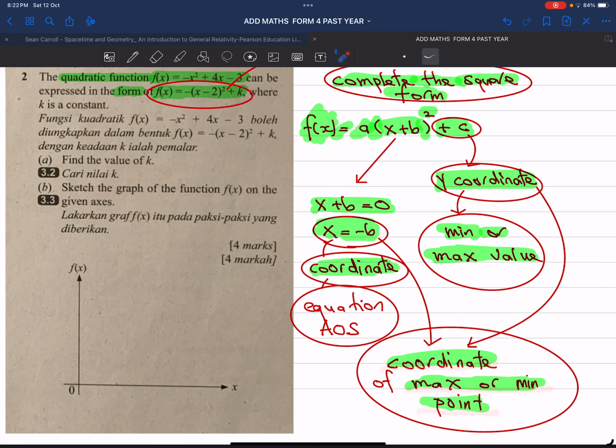And also, the x coordinate is the same as the equation of the axis of symmetry. So if we were to have a graph in the shape of n, which has a maximum point, the axis of symmetry is the vertical line going through the maximum point. So this is the axis of symmetry.